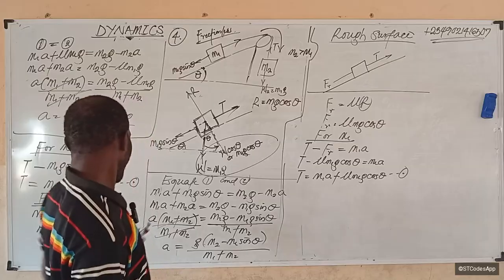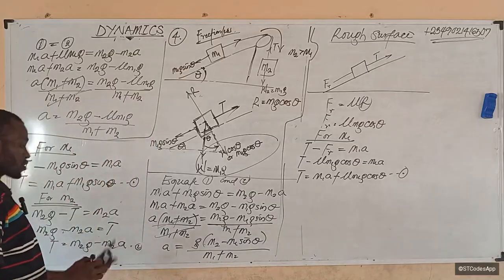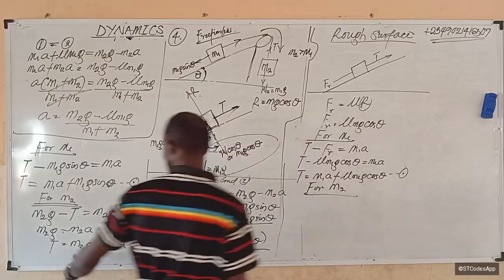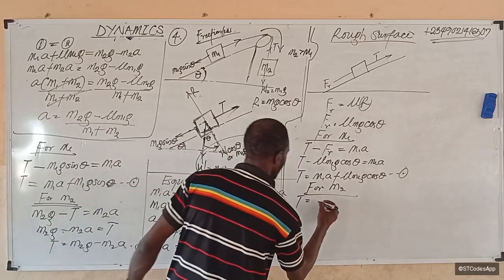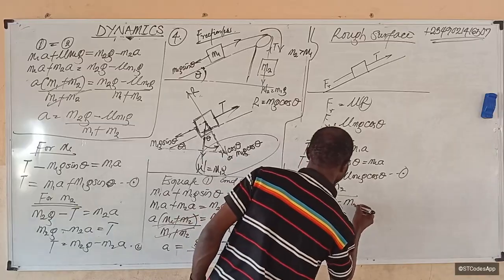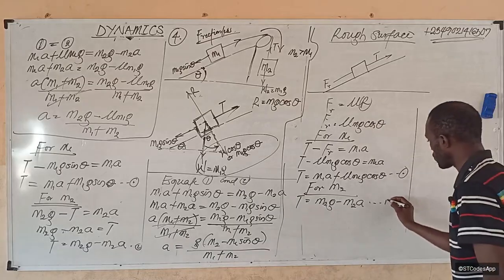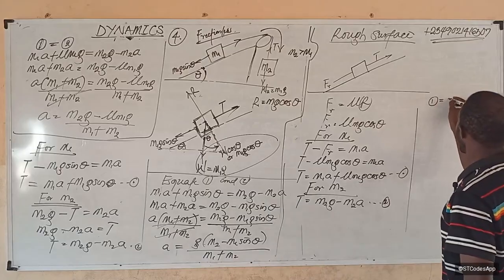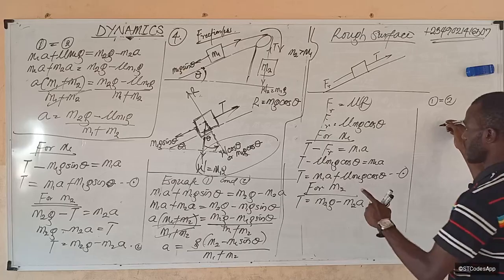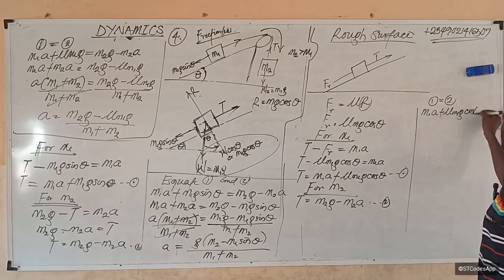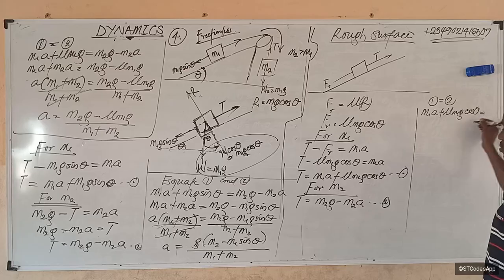For our equation 2, for our M2, the equation remains the same, because nothing has changed about M2. So tension is still M2G minus M2A. So when we equate 1 and 2, we have M1A plus mu M1G cos theta equal to M2G minus M2A. So let's collect these ones together.